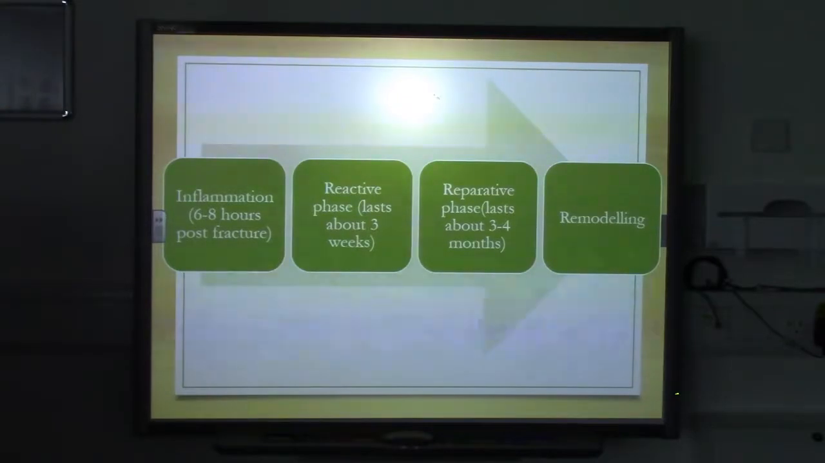These are the stages of bone healing, which we'll look at more in depth. So inflammation is what happens first, similar with wound healing, that we pointed out in the wound healing slide. Inflammation happens first, 6 to 8 hours post-fracture. We then have the reactive phase, and this can last about 3 weeks. The reparative phase, depending on the severity of the fracture, can last up to 3 to 4 months, and then the remodeling phase. So to look at these individually, we'll do that now.